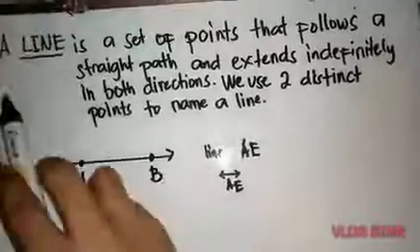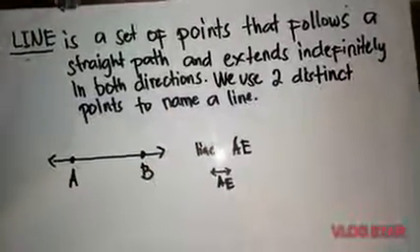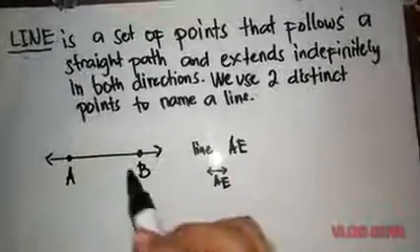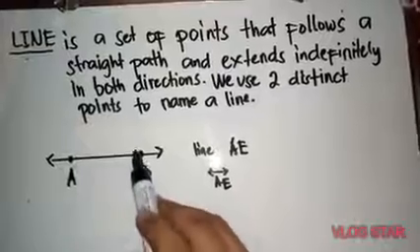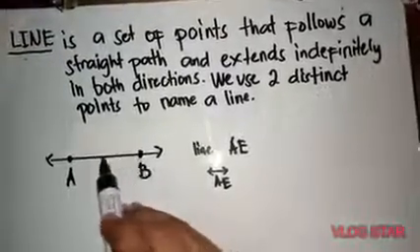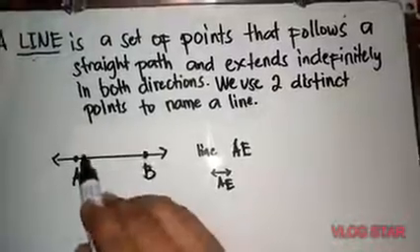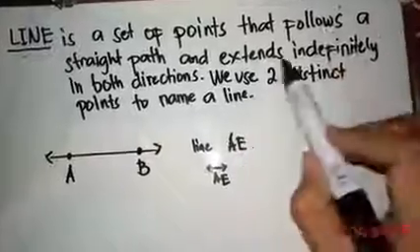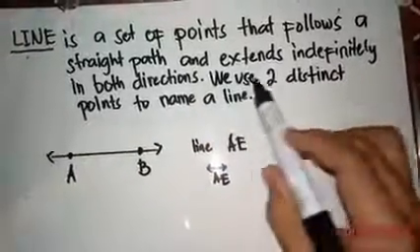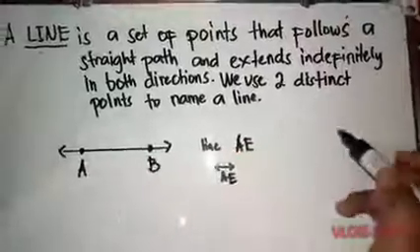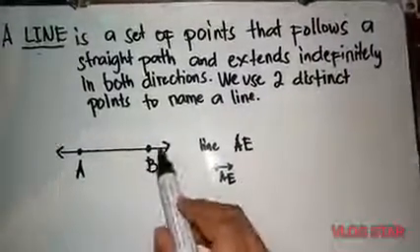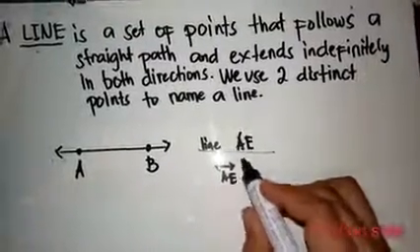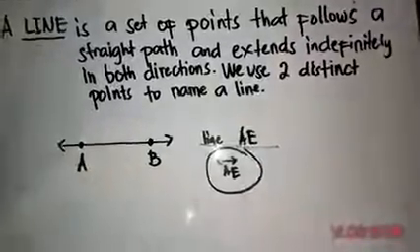When you say line, it is a set of points that follows a straight path and extends indefinitely in both directions. So it means that in this line there are sets of points connecting to make it a line. There are so many points in this line and it extends indefinitely in both directions. We use two distinct points to name a line. Just like this one, we name this line as line AB. Line AB, or in symbol, you can write it in this form.